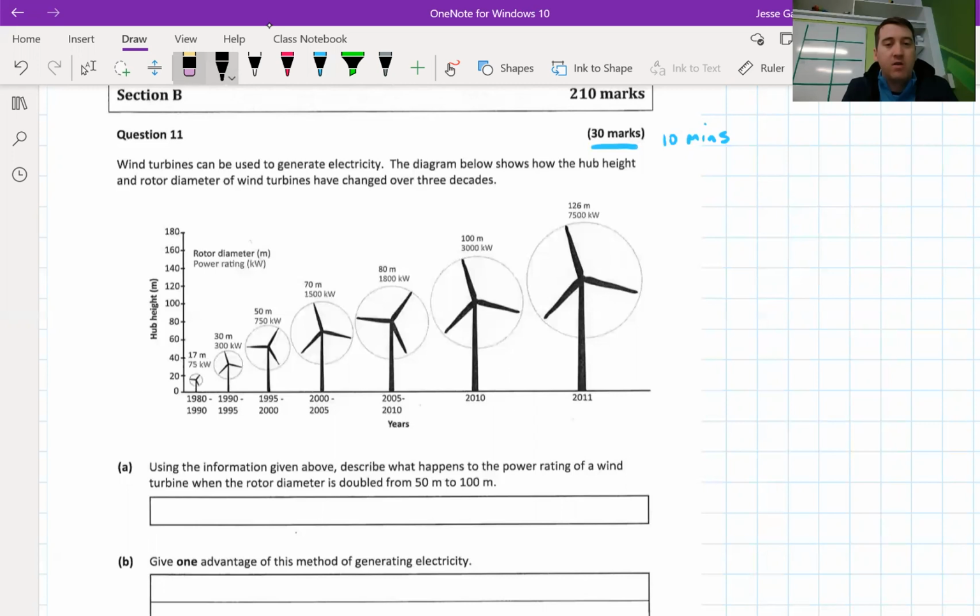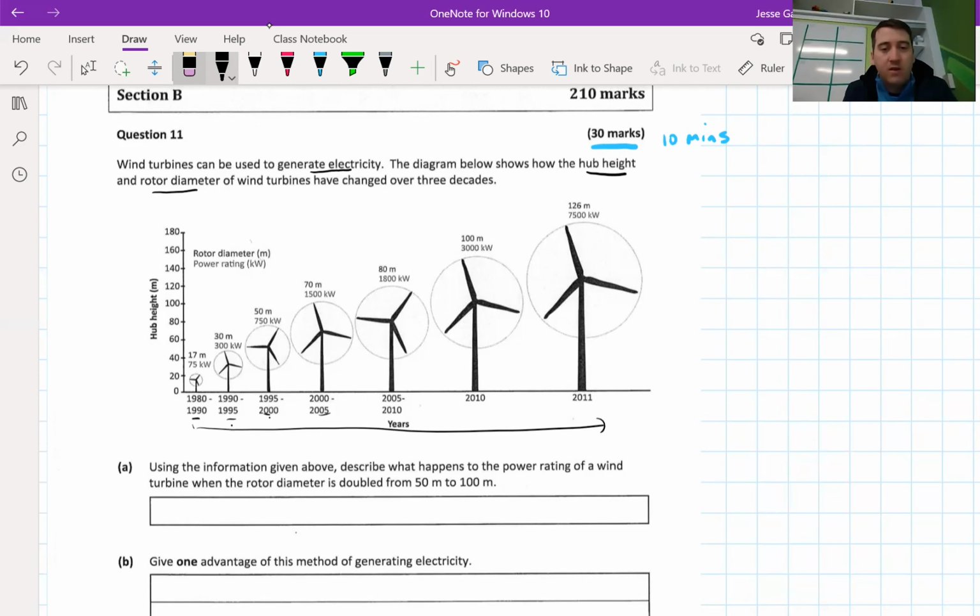It says wind turbines can be used to generate electricity. Nothing new for us there. It says the diagram below shows how the hub height and rotor diameter of the wind turbine have changed over 3 decades. So from here to here to here to here, we're going through the decades. This is 1980 to 1990, this is 1990 to 95, 95 to 2000. In general, hopefully you can see the pattern is that the wind turbines are getting bigger. They're increasing in height and they're increasing in the diameter of their rotor.